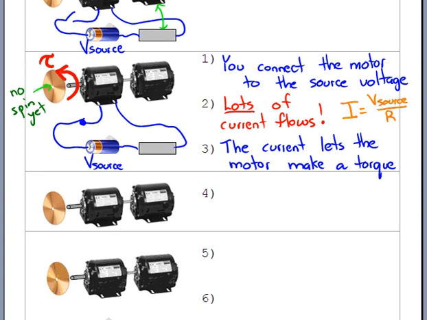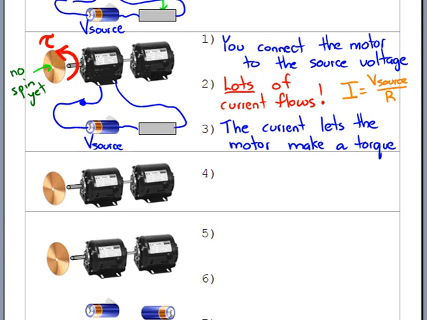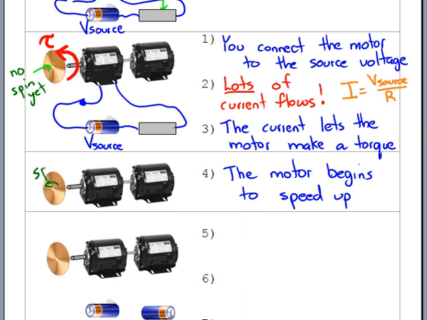Okay, so step 4. This is where you have to be patient for about 0.2 of a second. It won't take long, but we do need to wait for just a little bit. So step 4, the motor begins to speed up. Okay, so it's starting to spin. There's a little bit of spin going on there. There's still a whole bunch of torque saying, let's get this thing spinning. But at this point, we're only maybe a tenth of a second in, and it's just starting to spool up.